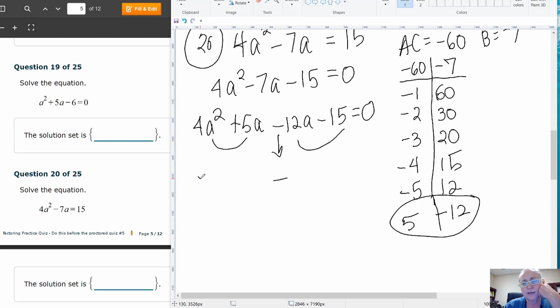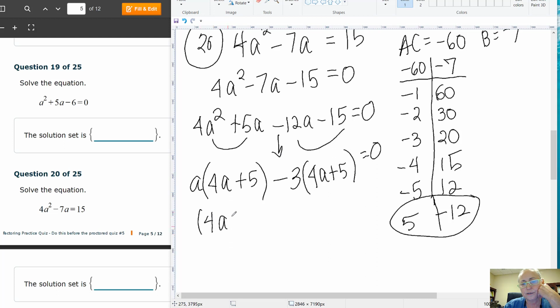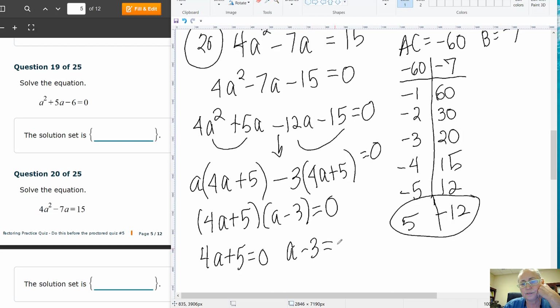So I'm going to take out an a, and I get a 4a plus 5. I'm going to take out a 3, and I get a 4a plus 5. I factor out the common binomial, 4a plus 5 and a minus 3, and then I set each factor: 4a plus 5 equals 0, a minus 3 equals 0.